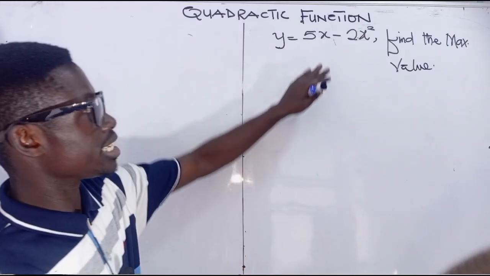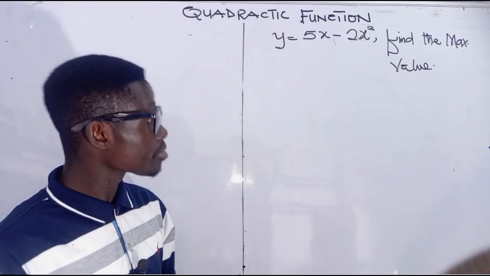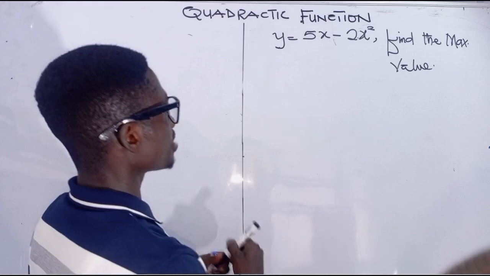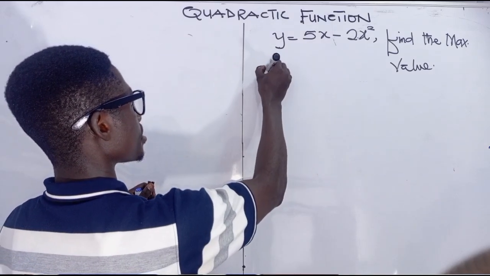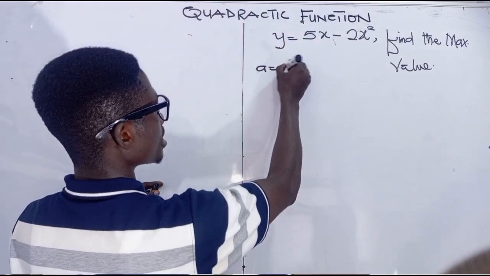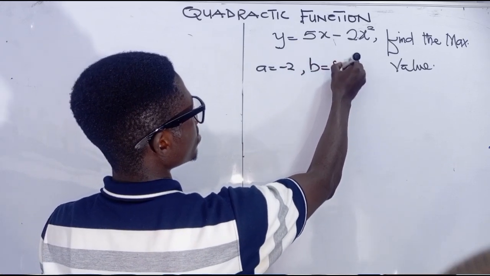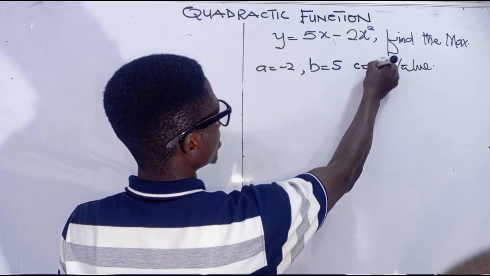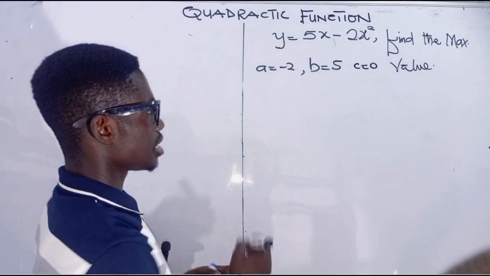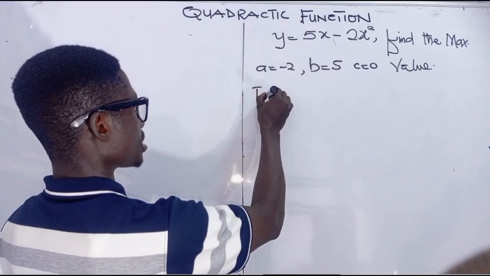So we want to sketch the curve of this quadratic function. We have to identify our a. Our a is equal to -2. Our b is equal to 5. And then our c is equal to 0. Then we find our turning point.